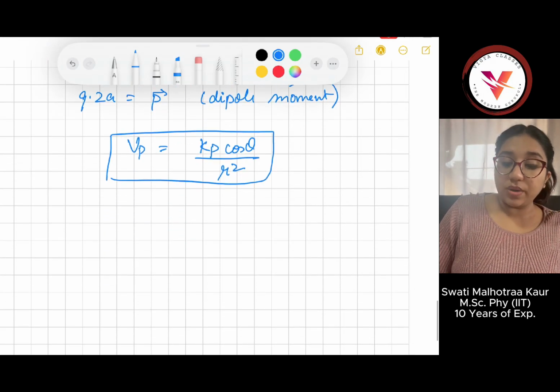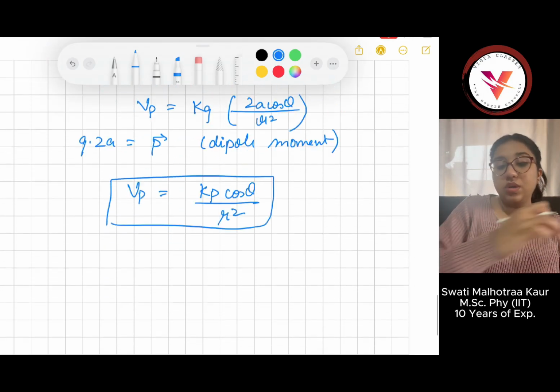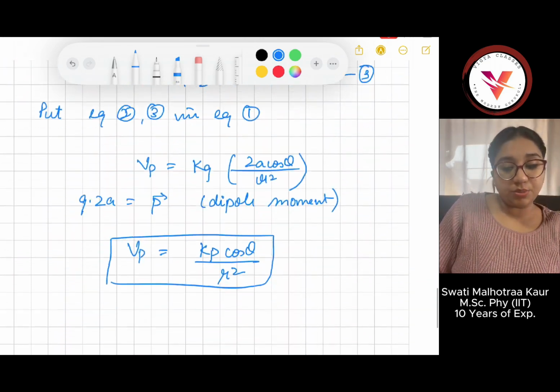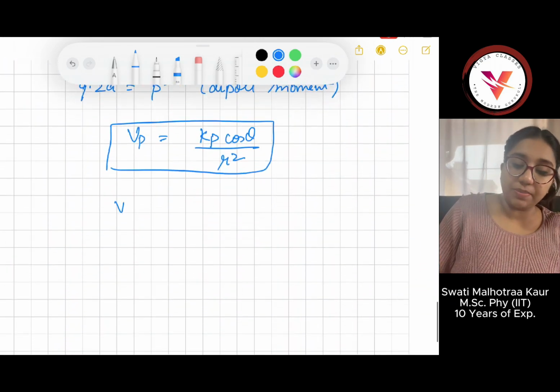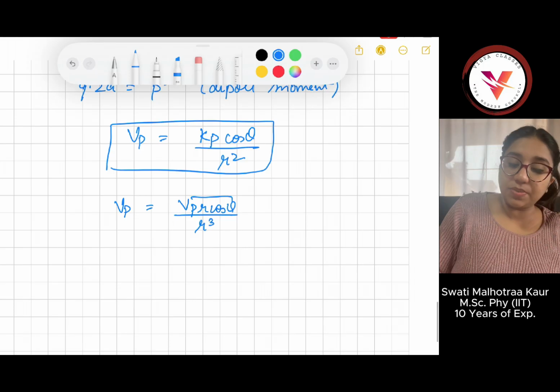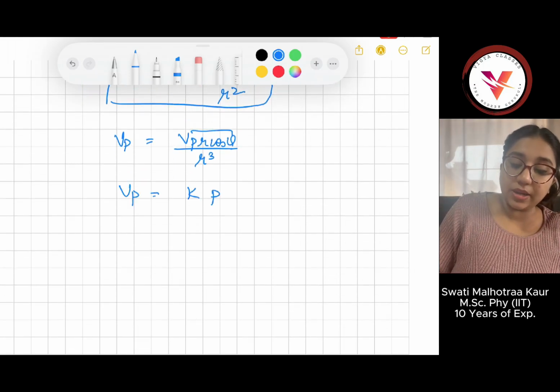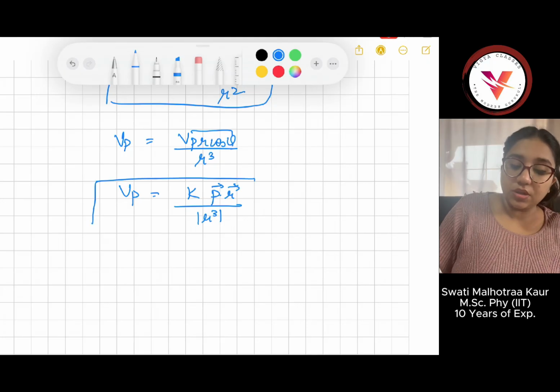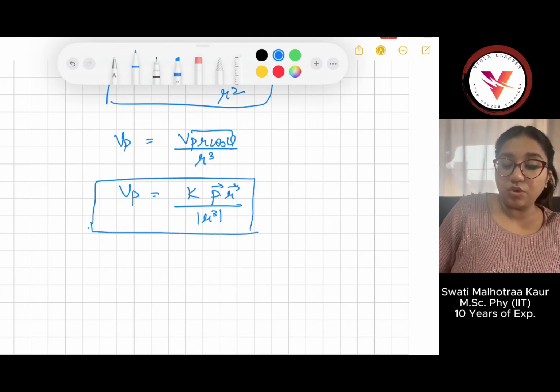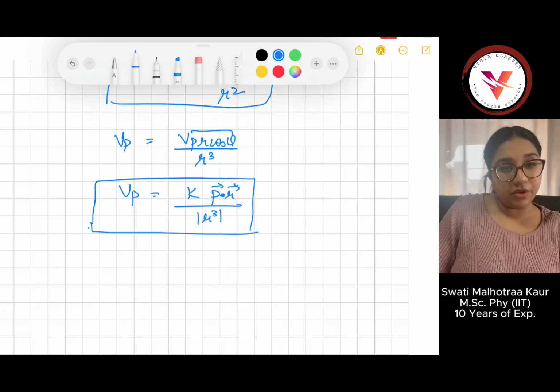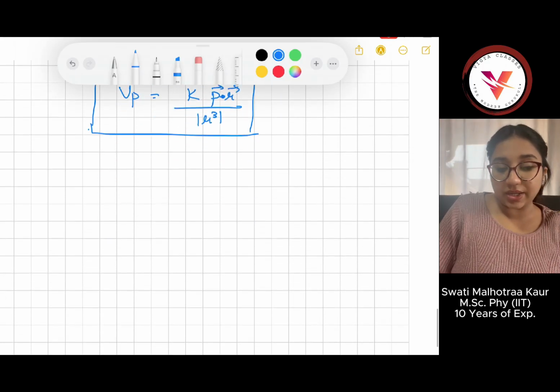And one more thing, potential has no direction, but if you multiply r above and below, Vp equals K p r cos theta by r cube. Then this p r cos theta is a scalar quantity, and you can write it as K P dot r vector over magnitude of r cube. So the dot product of two vectors will give you a scalar quantity.